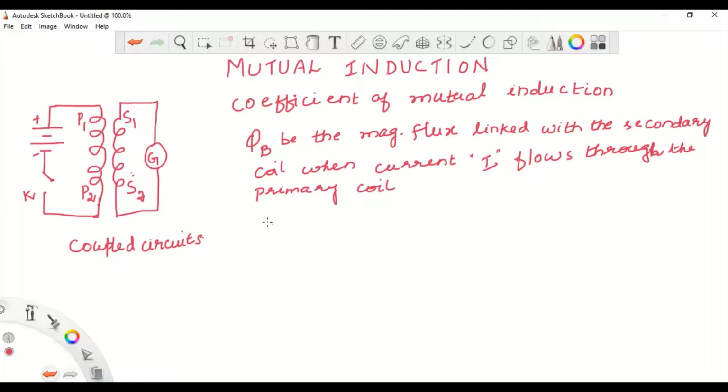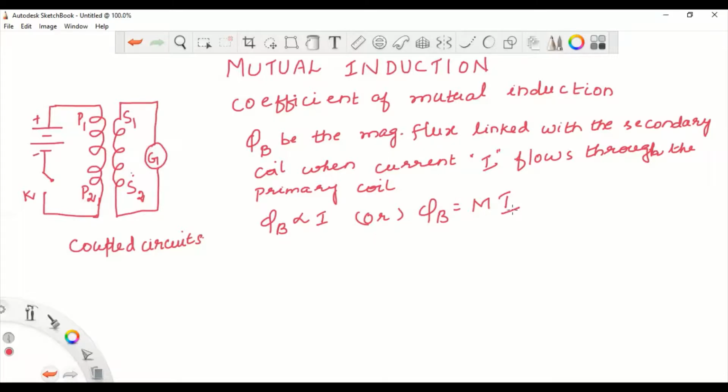Okay, so we know that magnetic flux is directly proportional to I. To remove this proportionality, the constant of proportionality is capital M here. What is this capital M? This is nothing but the mutual inductance or coefficient of mutual induction.